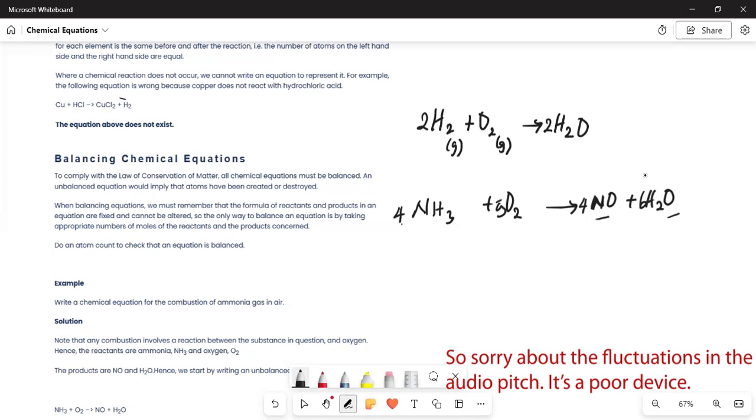4 nitrogen on the left, 4 nitrogen on the right, 12 hydrogen on the left, that is 4 times 3, 12 hydrogen on the right, that is 6 times 2.